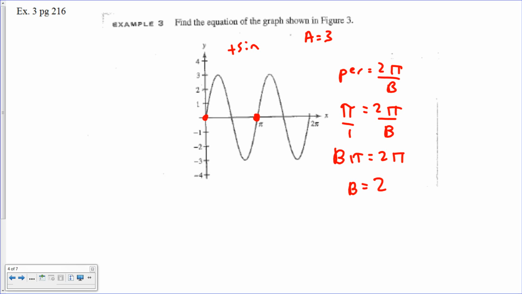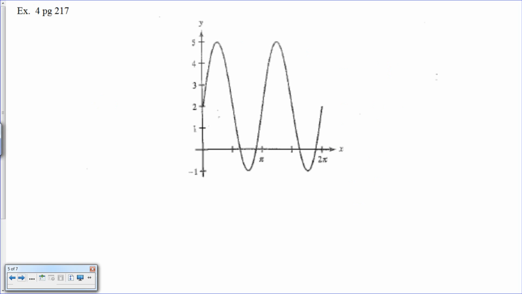You have your A, you have your B. There is no C, there is no phase shift, there is no K, there's no vertical shift. And you're dealing with a positive sine, so you can now write the equation. y equals 3 sine 2x. You're just plugging the 2 in for the B. Again, this should be relatively easy, but you're going to have a real hard time doing the other work if you don't have the basics down.